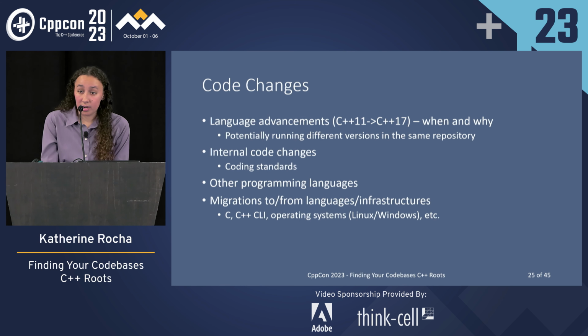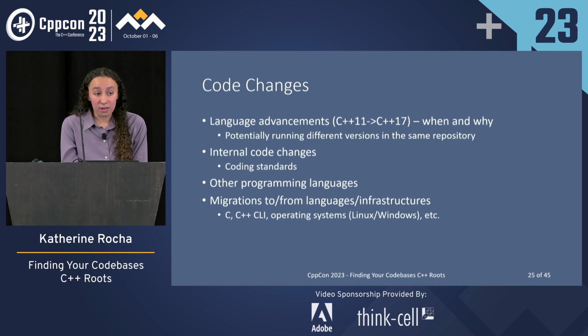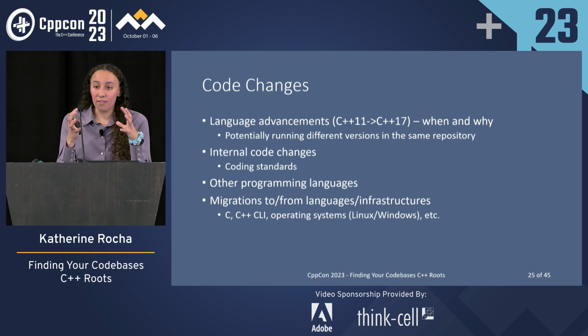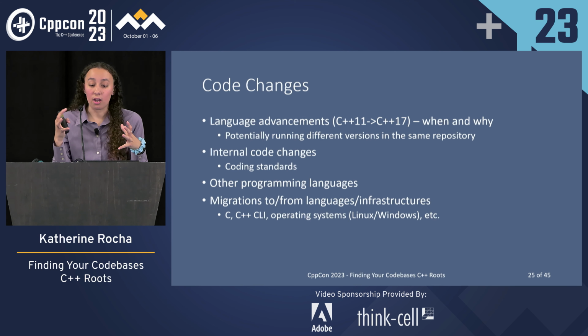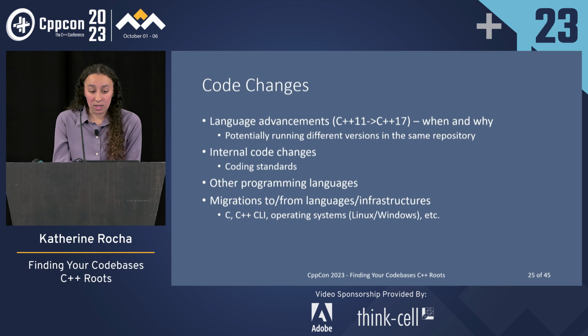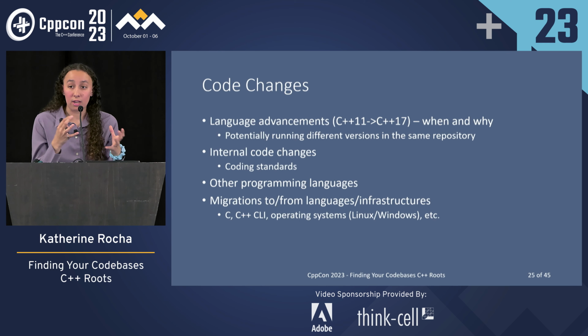And then we also have our internal code changes. So like if our coding standard changed, this will change how our code looks and adds a level of confusion about what's actually going on as we're looking at our code. That can make it more confusing to figure out how to parse through it. We also have other programming languages. If we have C# or Java, those will influence how we write our code, and how it actually looks.